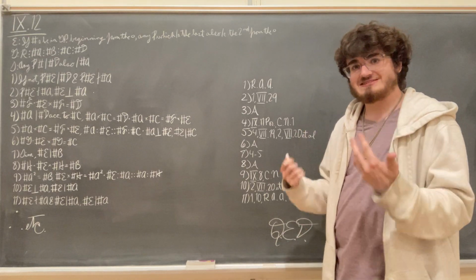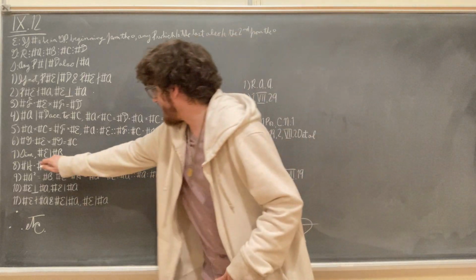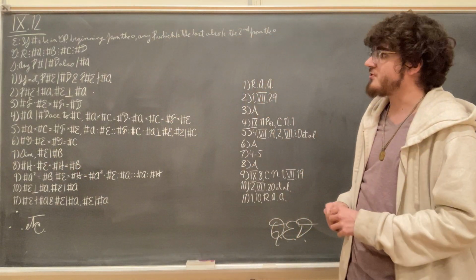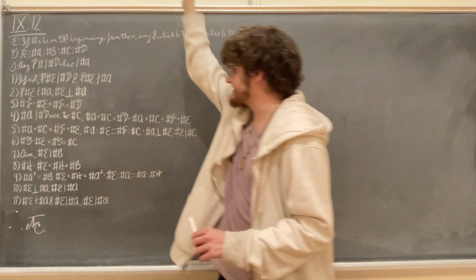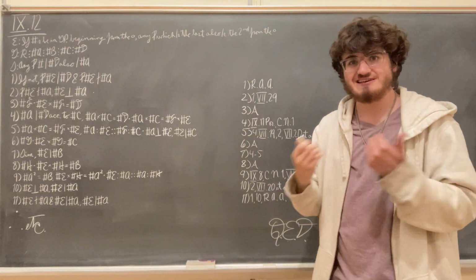Now, we can prove in a similar way that E also measures B. How we go about proving this is we know that A times B makes C, so E times G equals A times B.